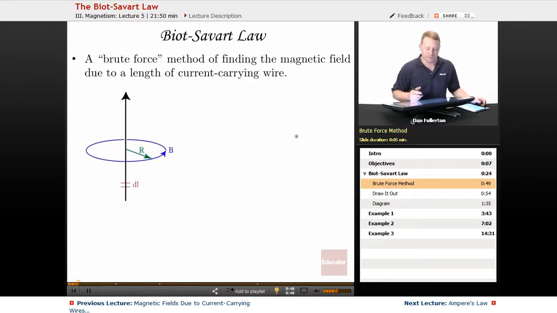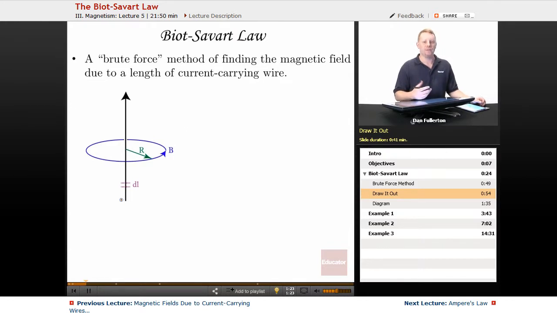Really, it's a brute force method of finding the magnetic field due to a length of current-carrying wire. And to draw this out for you, let's assume that we have a current-carrying wire here in black. What we're going to do is find the contribution to the magnetic field at some point up here due to just a little bit of the wire down here. And to find the entire magnetic field, we would add up all of these little sections, all of the magnetic field contributions due to all of these little sections of wire dl to get the entire magnetic field.